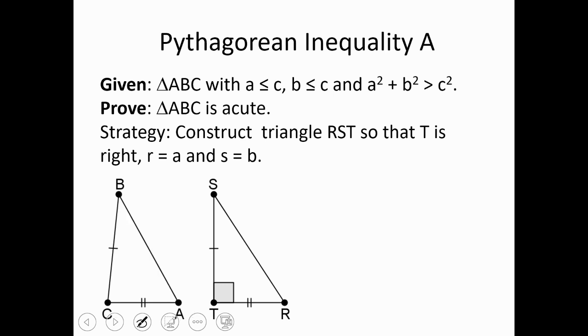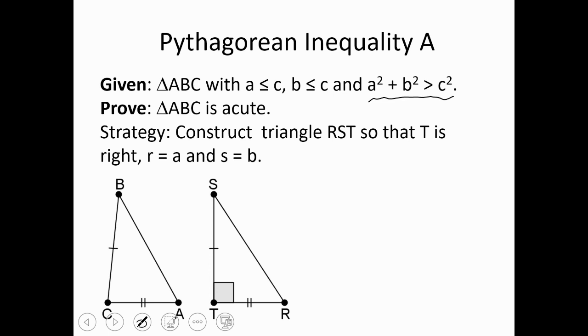And then second, the Pythagorean inequality A, very much like what we had before, except the given now includes the statement that a squared plus b squared is greater than c squared. And we'll prove that triangle ABC is acute. And there'll be a twist in this one, okay?